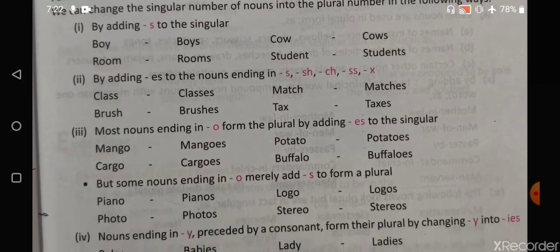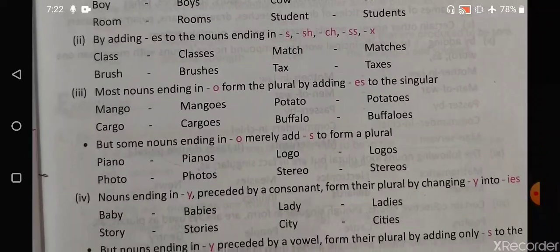Most nouns ending in o form the plural by adding es to the singular. The words which end with o are made plural by adding es. Mango, mangoes. Cargo, cargoes. In some cases, the word ends with o and is made plural by adding only s. Piano, pianos, photo, photos.